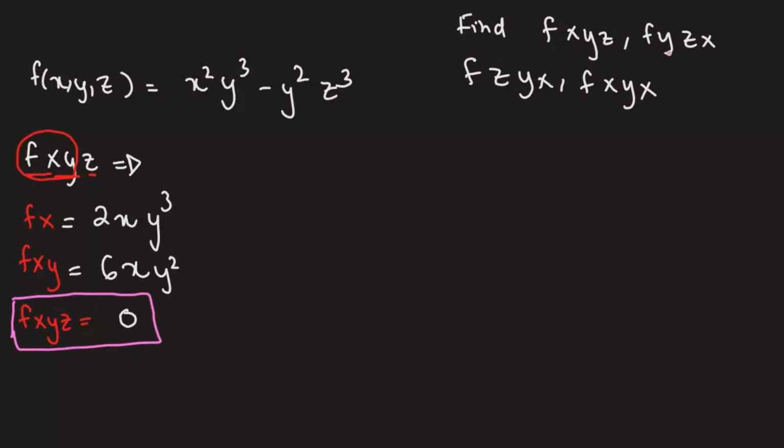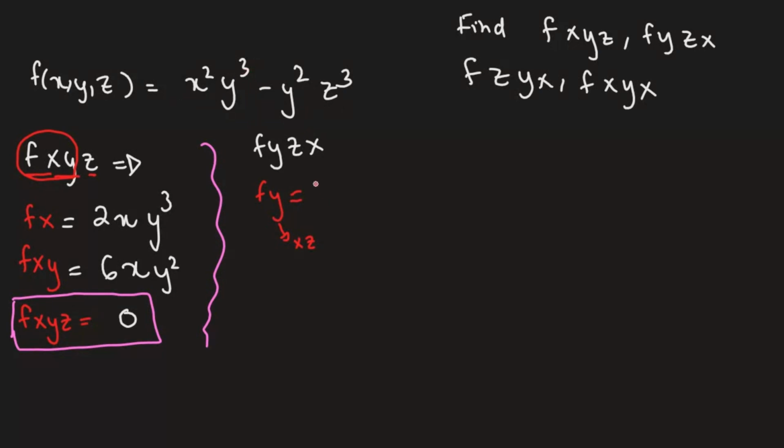Okay, next let's move on to f of y z x. So let me write it over here. We are finding f of y z x, but first we have to find f of y. For f of y, we are keeping x and z as constant, and differentiating only y.